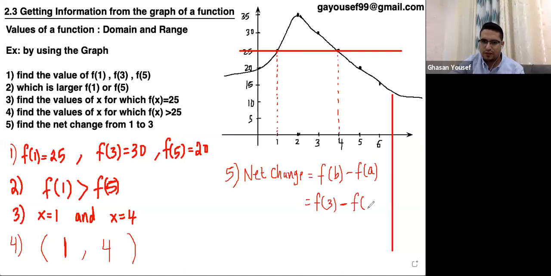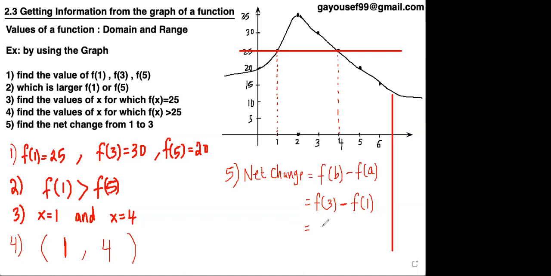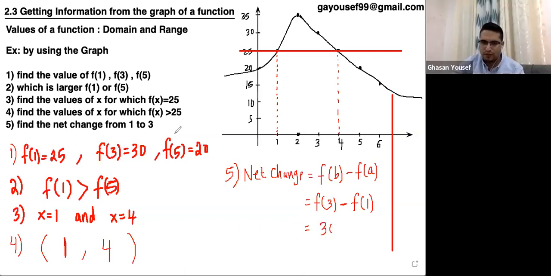What is f of 3? What's the value for f of 3? We found it from the first question. What is f of 3? 30. F of 3 is 30, exactly. And what is f of 1? 25. Correct, Natasha. So minus 25. Now, what is 30 minus 25? It is 5. So the net change is 5.